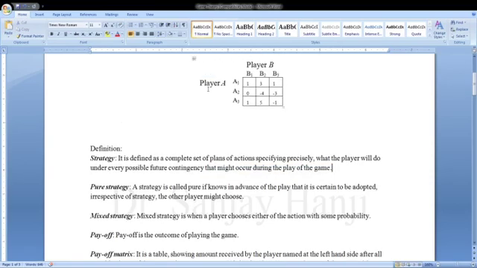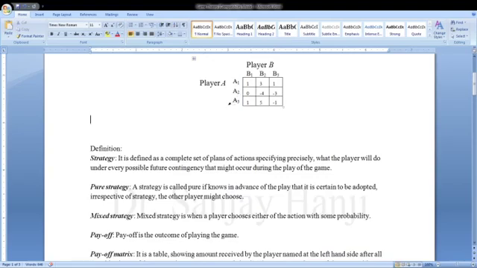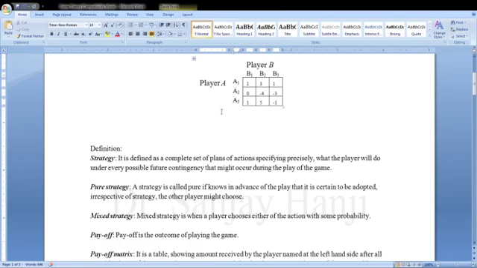In the sense that for player A, these are the strategies. What are these strategies? They are nothing but future courses of action, the plans you will carry out in the future. There are three plans for player A: A1, A2, and A3. Similarly, player B has plans B1, B2, and B3. These plans, which are made for the future, the actions you will take, are called a strategy.